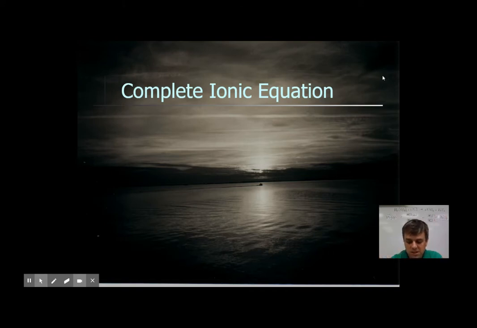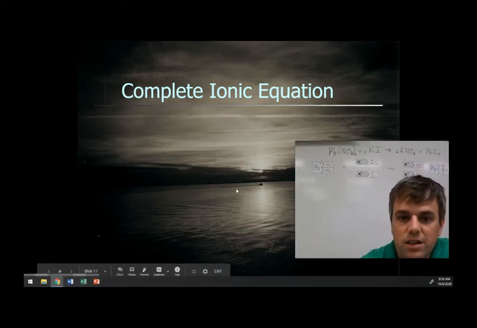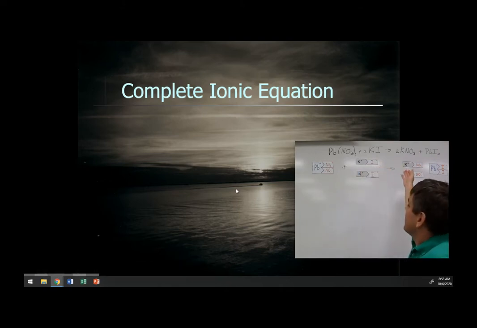And in order to get there, we're going to talk about what's first called a complete ionic equation. And so we're going to consider this reaction that's behind me on the board. It says lead(II) nitrate plus 2 potassium iodides make 2 potassium nitrates plus lead(II) iodide.